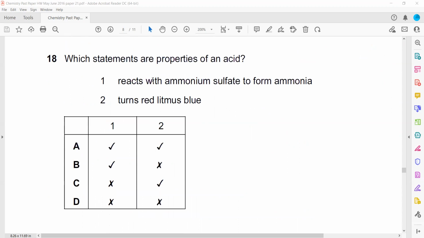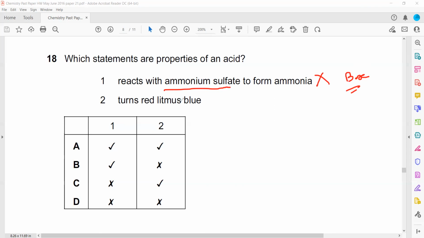Then which statements are the properties of acids? Acid can react with metal. Acid can react with metal oxide, metal carbonate, and metal hydroxide. So acid reacting with ammonium sulfate, that is totally wrong. That is not the property of acid. This is a property of base.